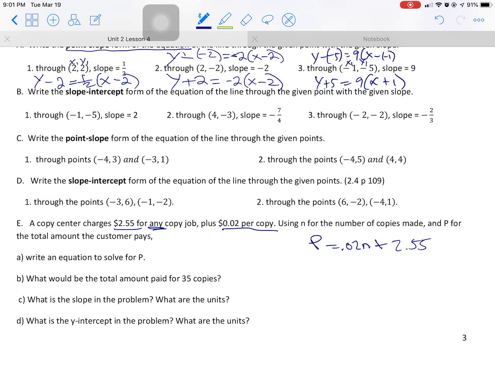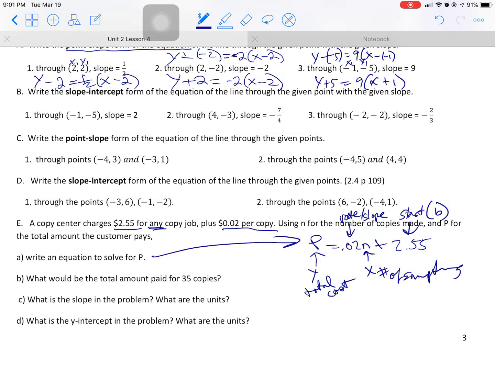All right, so the slope or the rate is right there. Rate, slope. The start or the b is right there, right? Right there is your x, or number of something, right, in the rate problem. And this is your y, or your total cost. Okay. All right, write an equation to solve for P.